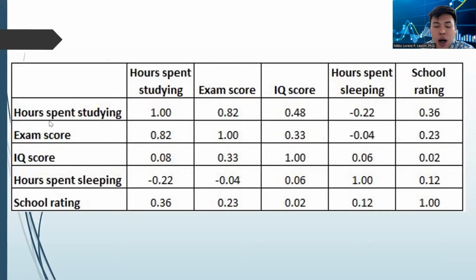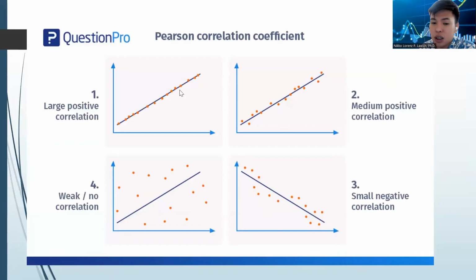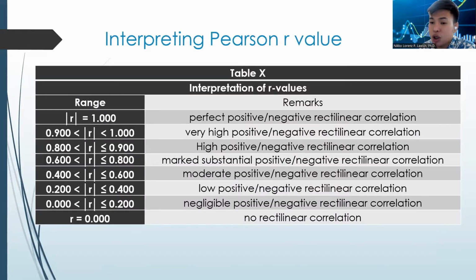So for example, this one, you have to compare hours spent studying and exam score. You got 0.82. So it means that if you are studying more, it is exhibited in your exam that your score is high. IQ score and exam score 0.33, hours spent studying, and the rest. I want you to use this table in interpreting your results so that you know how to interpret results.